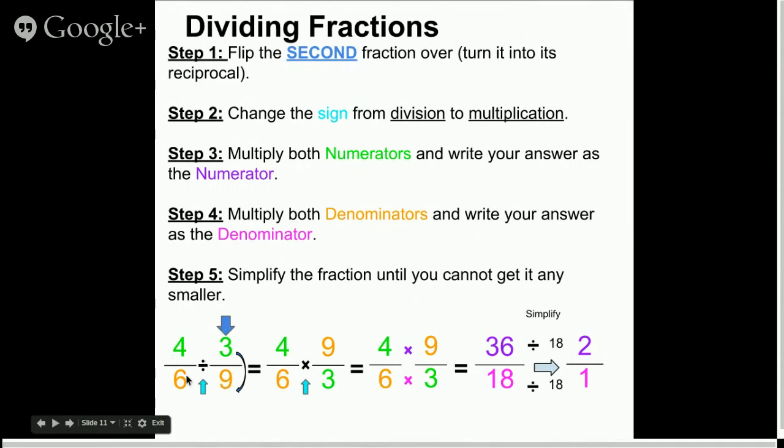So instead of 4/6 divided by 3/9, this is the same as 4/6 times 9/3. So I just flipped this one upside down. Then I changed the sign from division to multiplication. Now it's just a multiplying problem. Okay, so 4 times 9 is 36. 6 times 3 is 18. I can simplify this. It is 2/1. So to recap, flip this one over and then multiply.